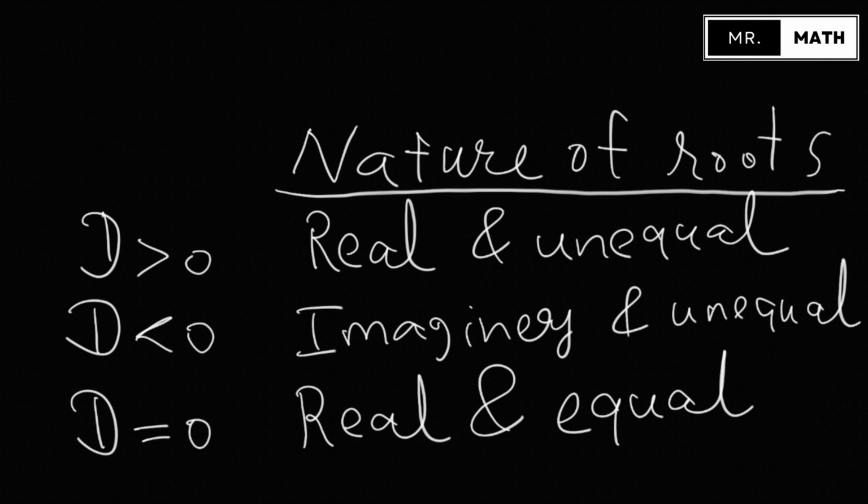If in an examination you are told to tell whether the roots are real or imaginary, why would you calculate both of the roots and then see that, yes, they are imaginary? Why would you do all this? Just calculate D is equal to b square minus 4ac. If you calculate D and D is greater than 0, then you can easily tell that the roots are real and unequal. Let's check an example.